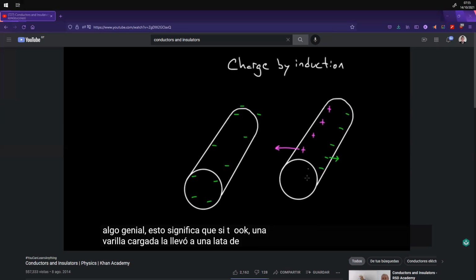This means if you took a charged rod and brought it to an empty soda can, let that can sit on the table in this orientation so it could roll, and you bring the rod close, the can will start moving. That's not charging by induction. Charging by induction is something more.